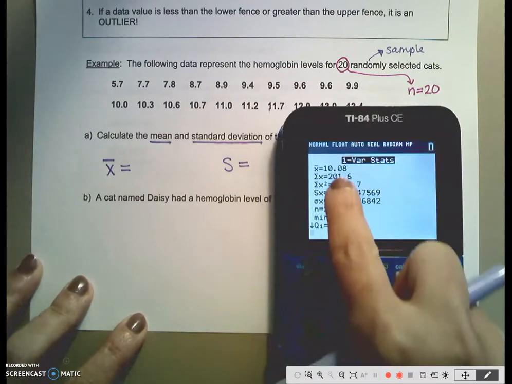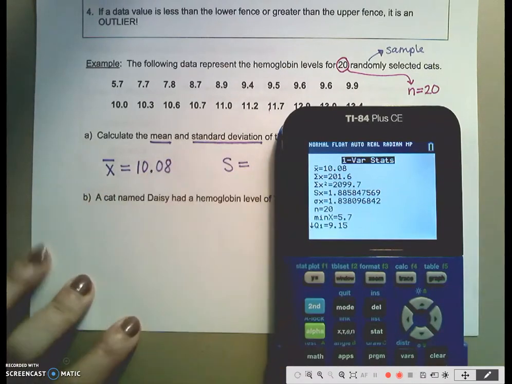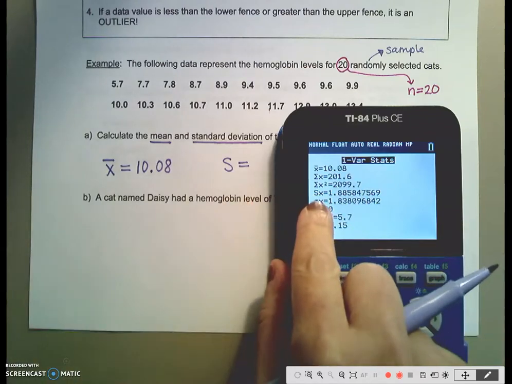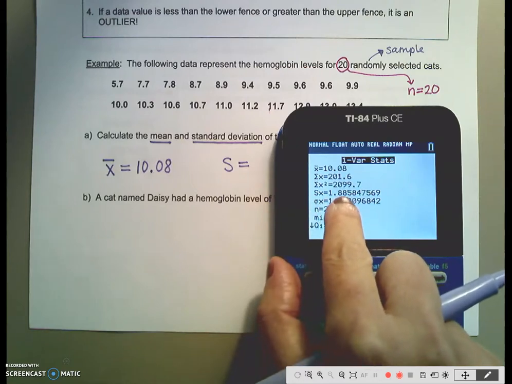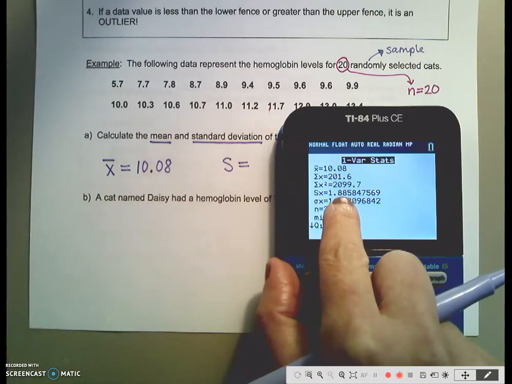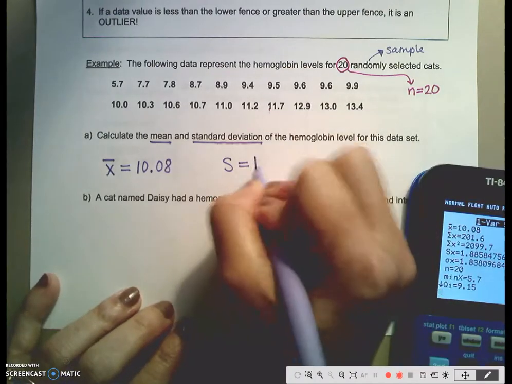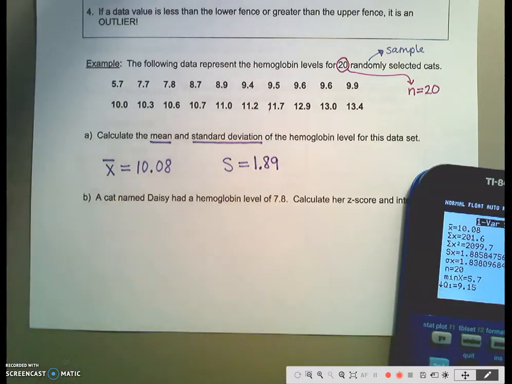So we know that the mean is up here at the top. It's 10.08, and I'm not even going to bother rounding. And then as far as the standard deviation, remember you have to decide between s and sigma, and since this is a sample, we want to look at s. Let's go 2 decimals here because the mean was 2 decimals. So I'm going to call that 1.89 if I round it. The units here would be whatever the units are for hemoglobin, which quite honestly, I don't know what those units are. All right, so we have the mean and the standard deviation.